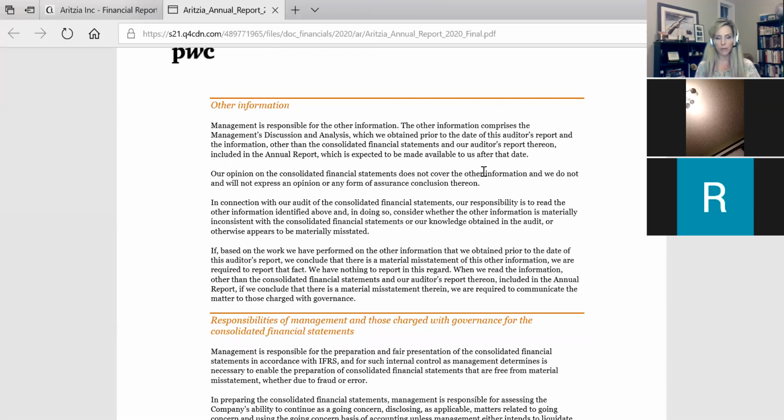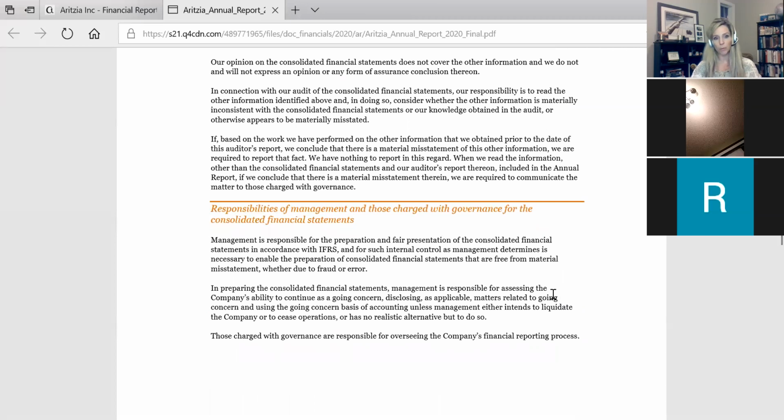So the auditor then expresses their opinion, but they're mentioning here that we are independent from management. And that's what they really have to make sure they are clear on. Because if there's no independence, there's problems.